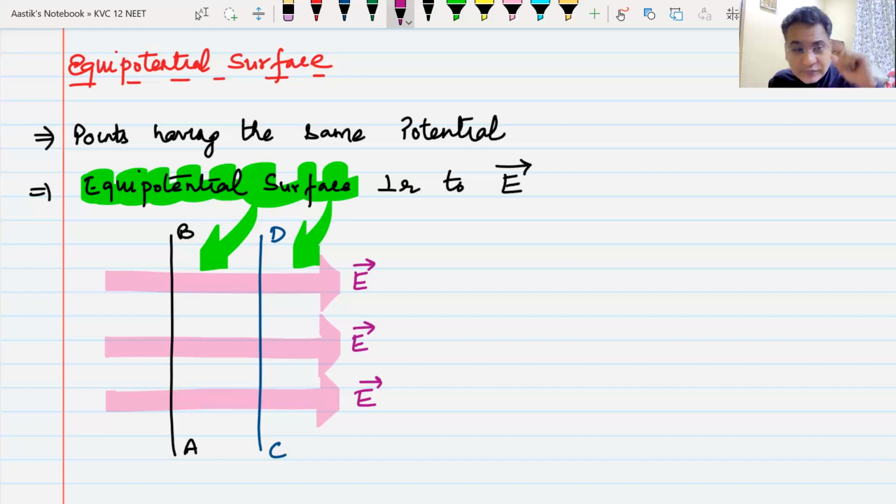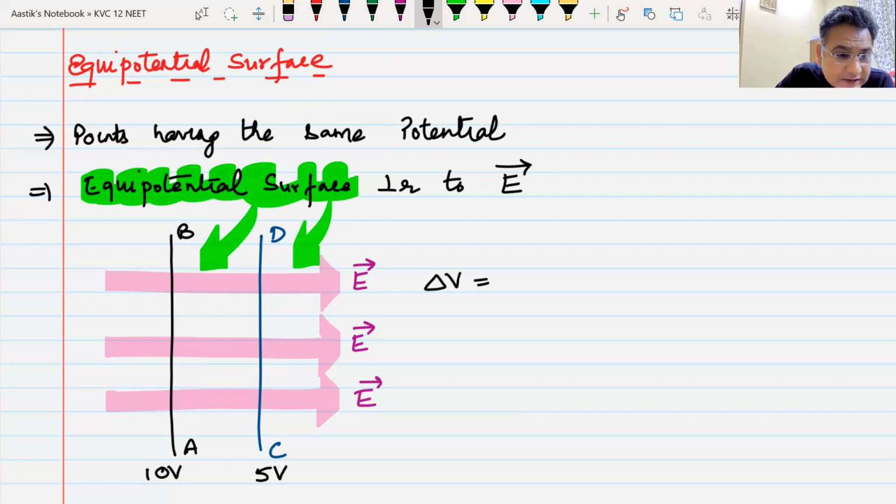Now, knowing the potential of AB and CD, my dear friends, we can do a lot more. Let me move on with the same question. Let me say that this is a 10 volt equipotential surface, and this is 5 volt. What is the potential difference between AB and CD? Simple question I've asked, my dear friends.